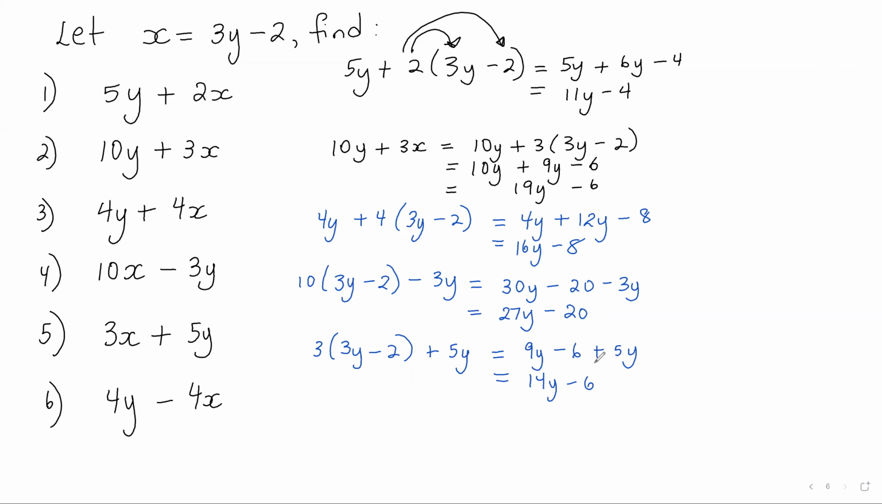And then finally, 4y minus 4x. So that would be 4y, take away 4 times x, which is 3y minus 2. So that would be 4y, take away 4 times 3y, which is minus 12y. And then minus 4 times minus 2 is plus 8. So 4y take away 12y is minus 8y plus 8.